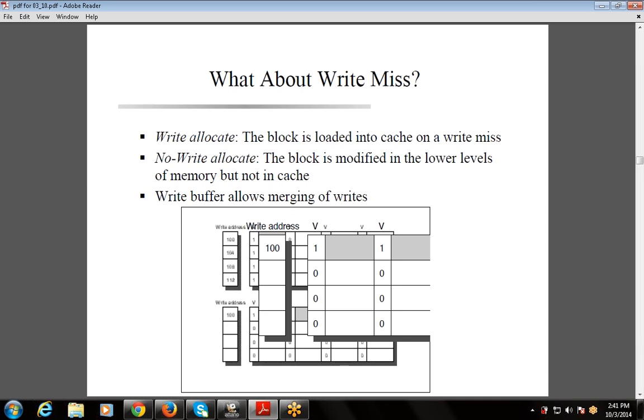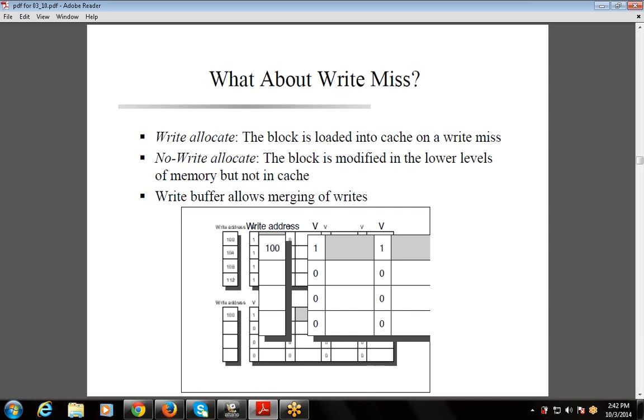Then next, what about the write miss? That is, if the data is not available, what methods are used for writing? There are two methods: one is write allocate, one is no write allocate. Write allocate: the block is loaded into the cache on a write miss. No write allocate: the block is modified in the lower level of memory but not in the cache. So there are two concepts, write allocate and no write allocate.